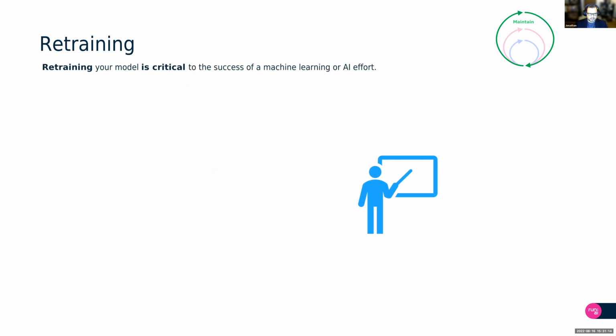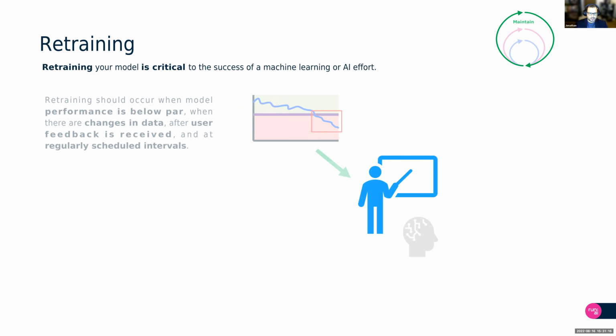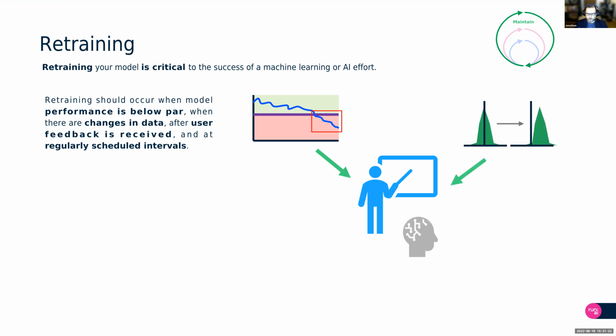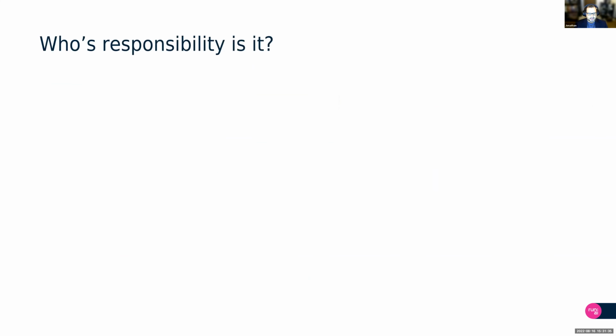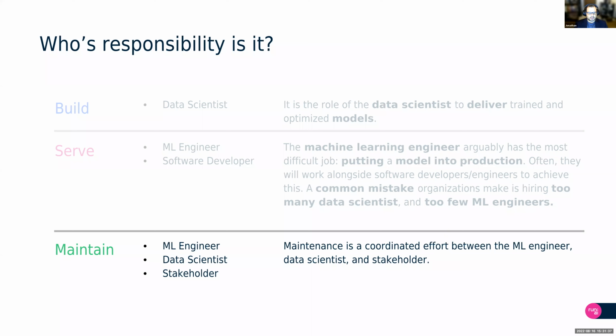And retraining is absolutely critical. So you want to retrain whenever your model is below your performance metric requirement. You want to retrain whenever your input data changes or shifts, or you get new data. You want to retrain when you get user feedback. And it's also good practice just to retrain your model on regular intervals, even if none of these other conditions were met. And once again, this is the responsibility of the ML engineer, data scientists, and the stakeholders.